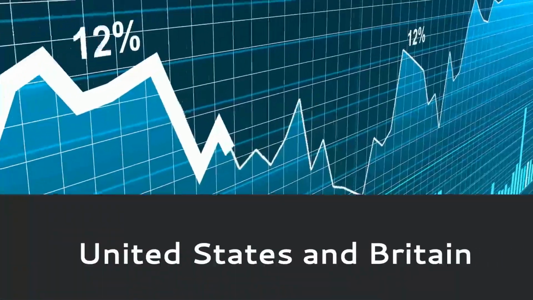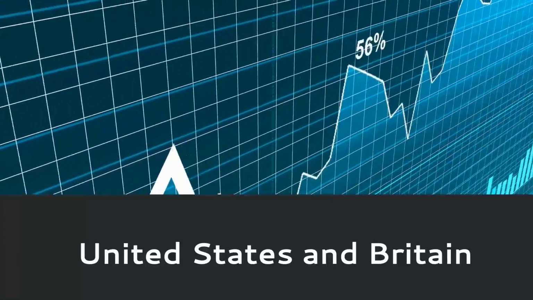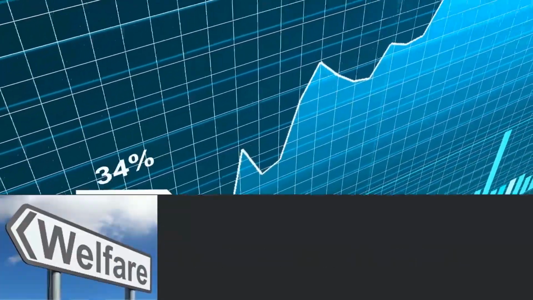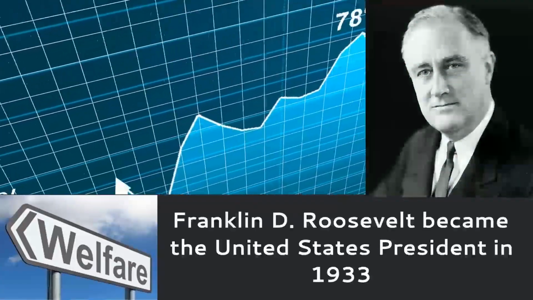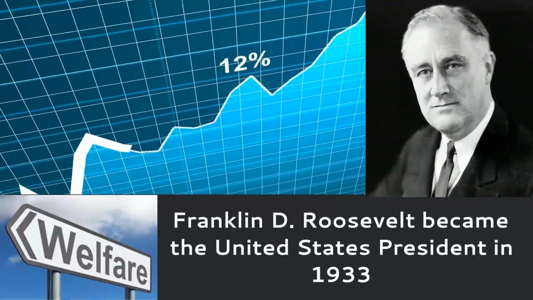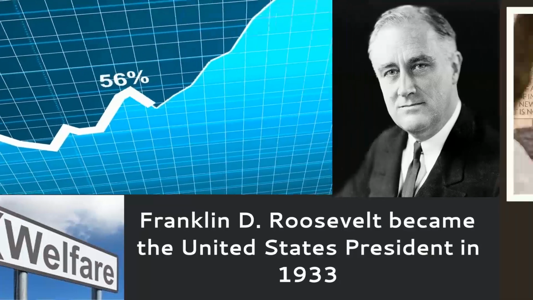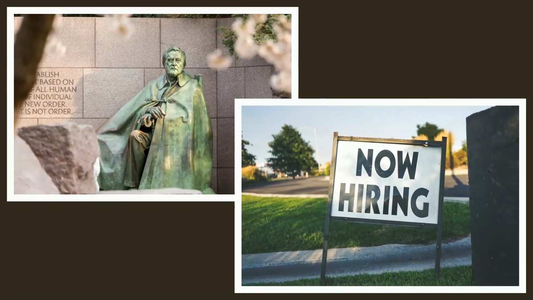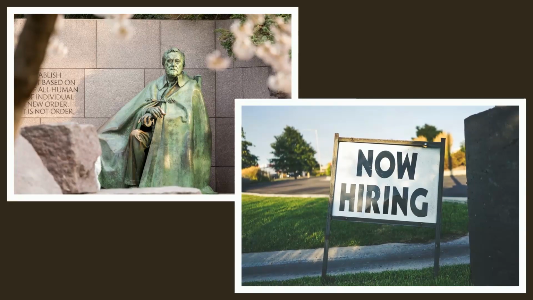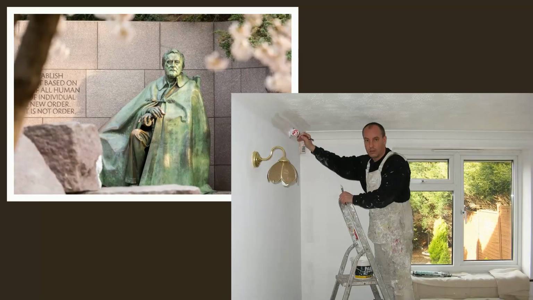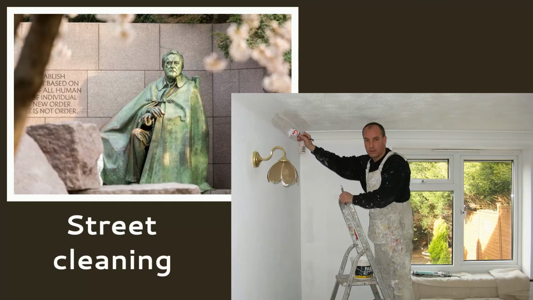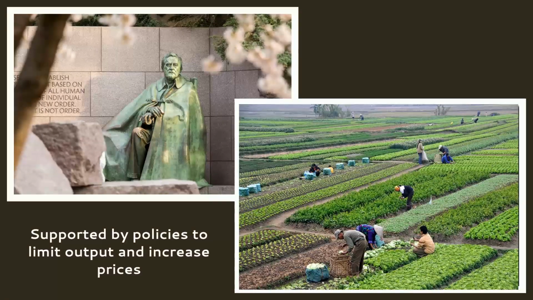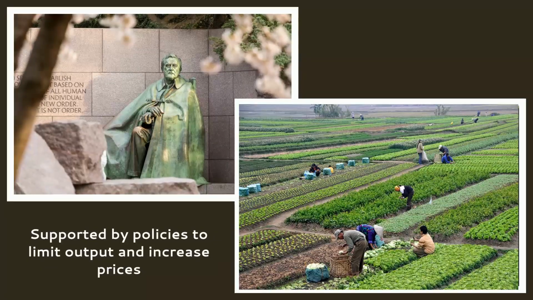In countries such as the United States and Britain, the government intervened, which ultimately resulted in the creation of welfare systems. Franklin D. Roosevelt became the United States President in 1933. He promised a New Deal under which the government would intervene to reduce unemployment by work creation schemes such as painting the post offices and street cleaning. Both agriculture and industry were supported by policies to limit output and increase prices.